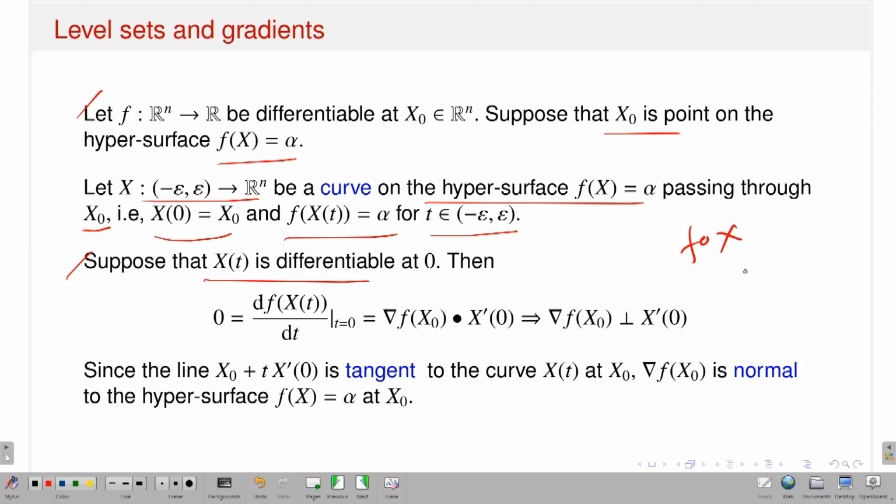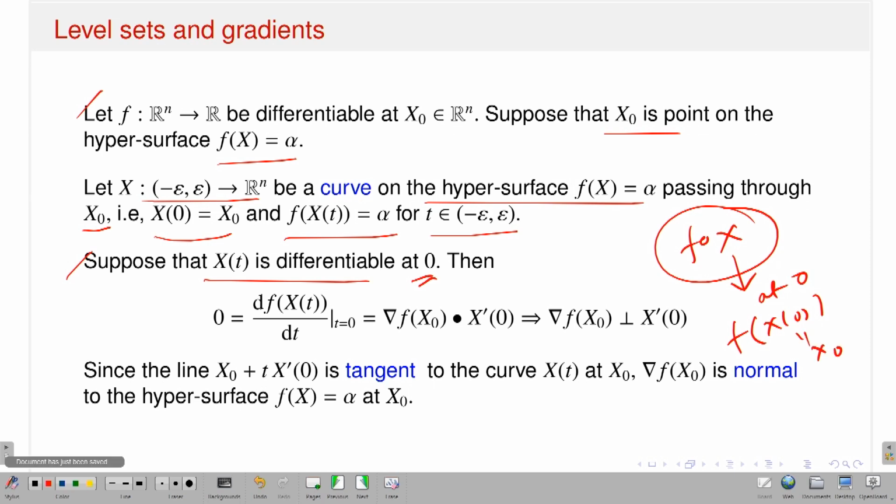So, I have one function capital X, I have another function small f, and I want to talk about the differentiability of the composition function small f composed with capital X. Capital X is assumed to be differentiable at the point 0, and X of 0 is x naught, and f is given to be differentiable at the point x naught. Then I can talk about the differentiability of my composition function f compose X at 0, because X is differentiable at the point 0, and f of X of 0 is nothing but x naught, and small f is differentiable at the point x naught. Therefore, by chain rule, f compose capital X is also differentiable at the point 0.